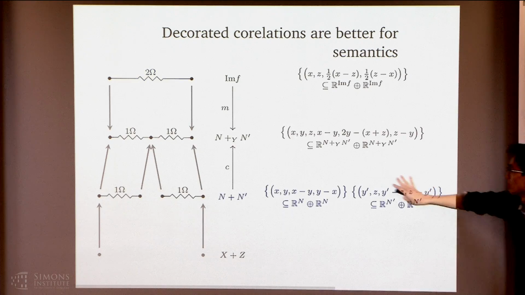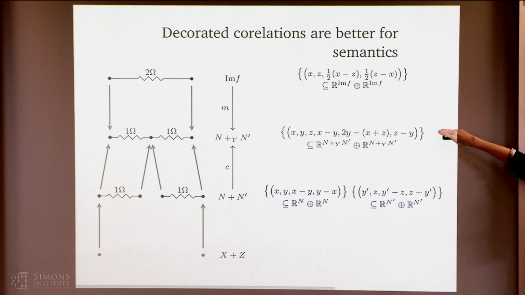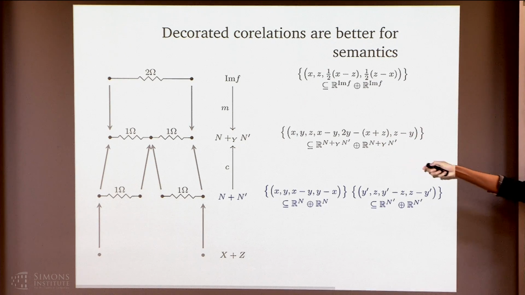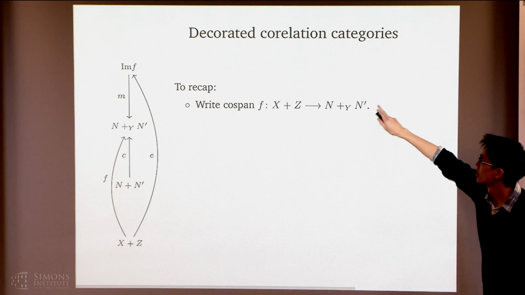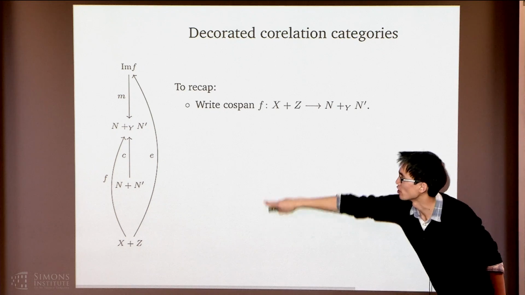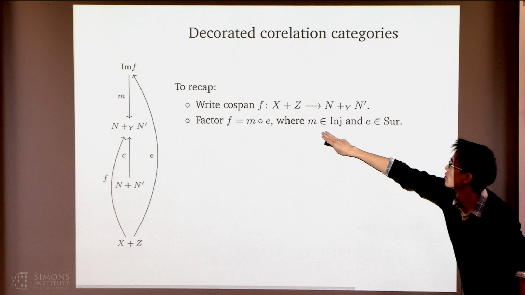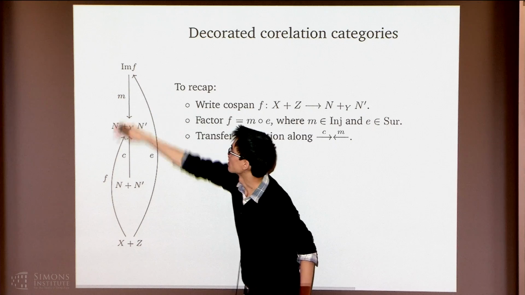What happened was we had this decoration coming from our two decorated cospans. We transferred it up onto the pushout, and then we transferred again backwards along this injection onto the image of our boundary. So to introduce some notation for that, we write our composite cospan like this as f, and what we did was we factored it into an injection and a surjection, and then we transfer the decoration along this map here.